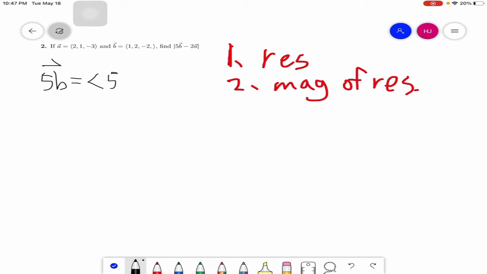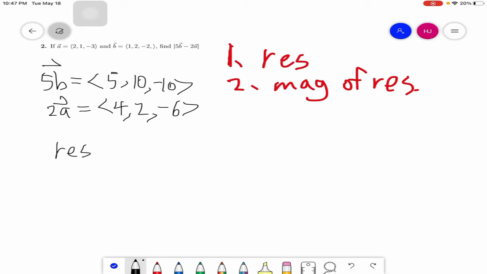Let's make that a vector. So 5, 10, -10. And then we have 2a, which would be 4, 2, and -6. And we can do 5b minus 2a, and the resultant vector would just be the components, 5b's components minus 2a's components, which equal 1, 8, and -4. So that's part 1.